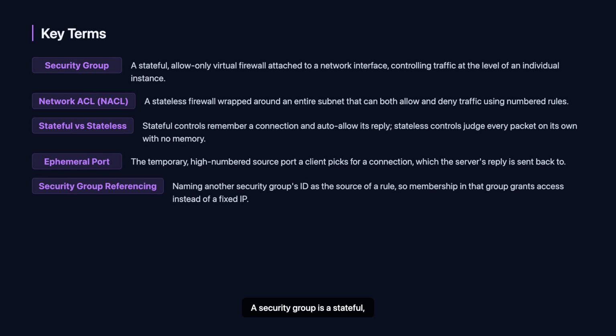A security group is a stateful, allow-only firewall that attaches directly to a network interface. One instance, one guard. A network ACL, or NACL, wraps around an entire subnet, and unlike a security group, it can explicitly deny traffic in addition to allowing it. That brings us to stateful versus stateless, the key distinction in this video.